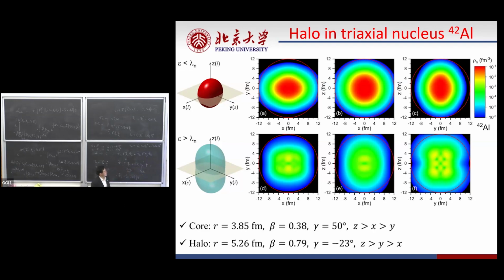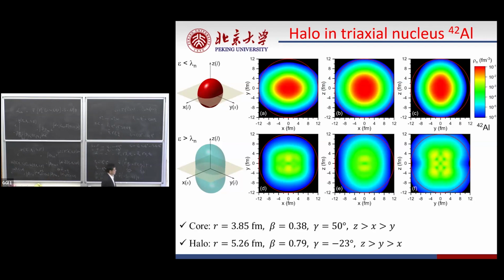And this is the triaxial nuclear case. For example, in this nucleus, we could find how the core part and the halo part, the density distribution, look like. And then we can also calculate, for example, the deformation and the root mean square radius for the core and also for the halo. Using these parameters schematically, we could show how the core looks and also how the halo looks.